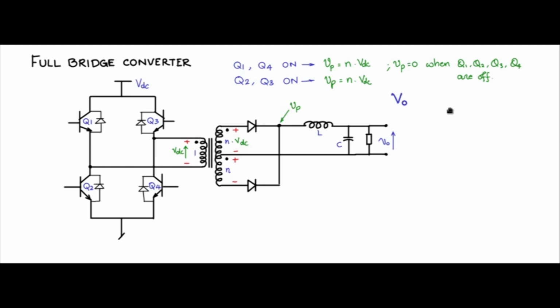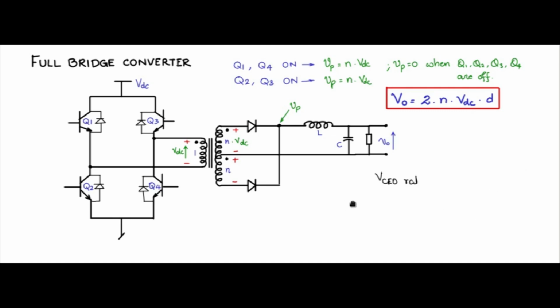So therefore, V0 is with respect to Vp. This is N times VDC. Vp has double the duty cycle as that of the switches. So N times VDC into 2D. Rewriting, 2 into N into VDC into D. Now this is the input-output relationship for the full bridge converter.